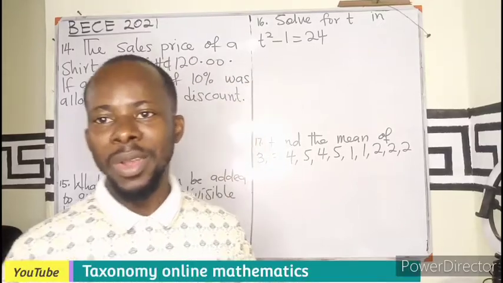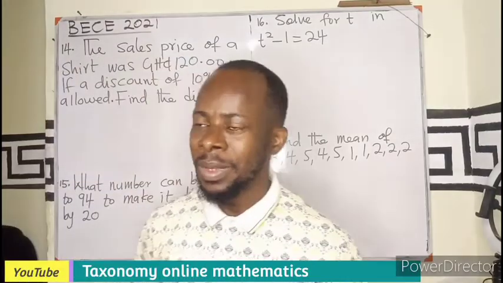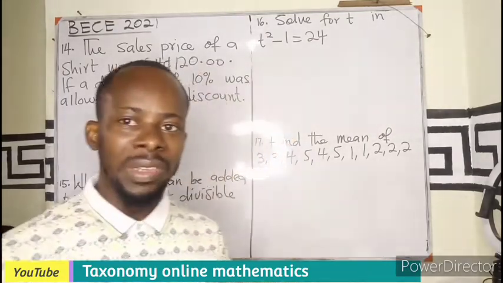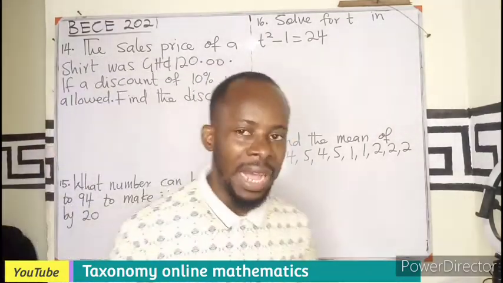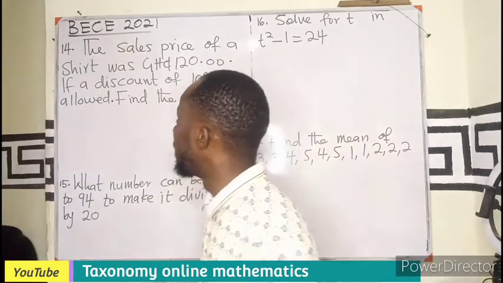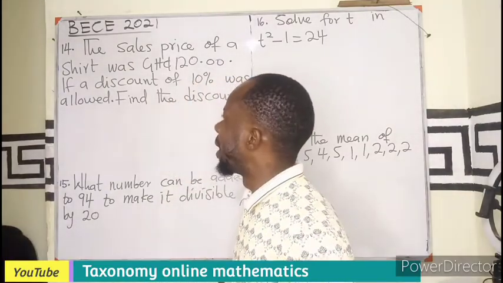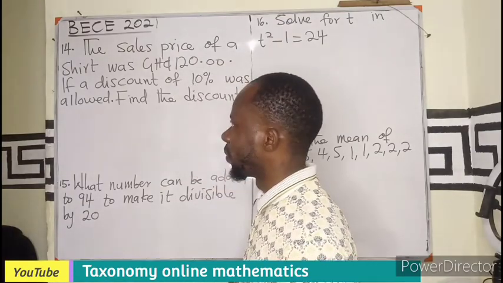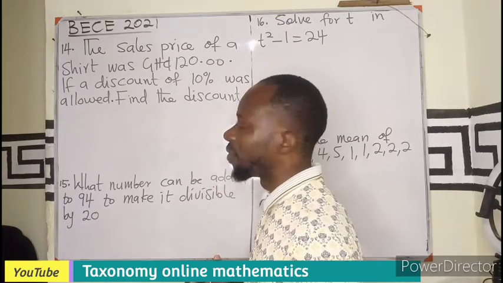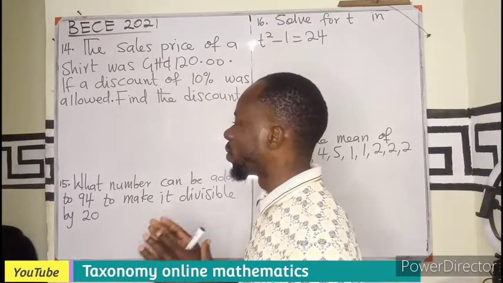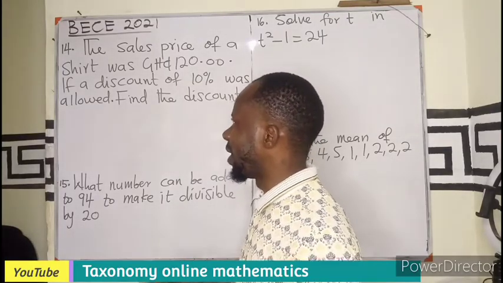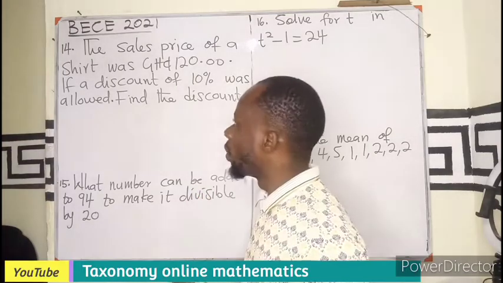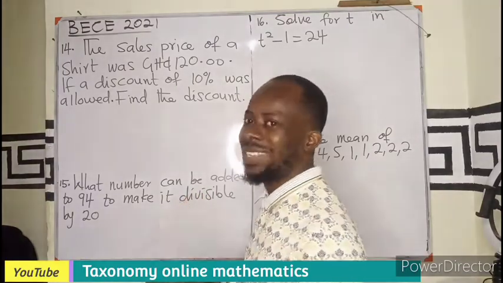Welcome to Taxonomy Online Mathematics. In this video, we are going to provide answers to a couple of questions under BECE 2021. The first question is on a discount. The sale price of a shirt was 120 Ghana cedis. If a discount of 10% was allowed, what will be the discount?